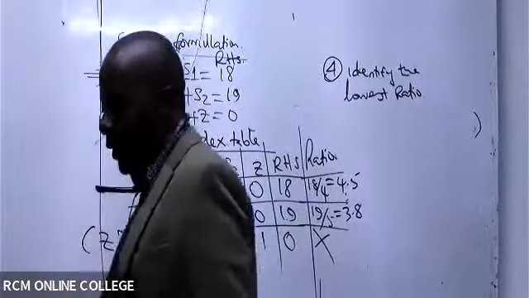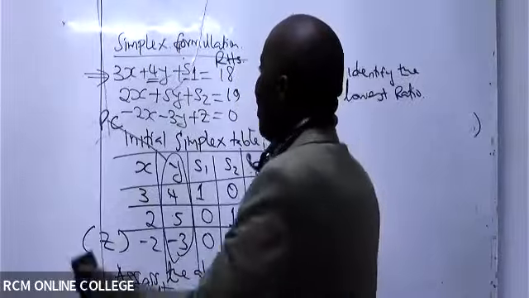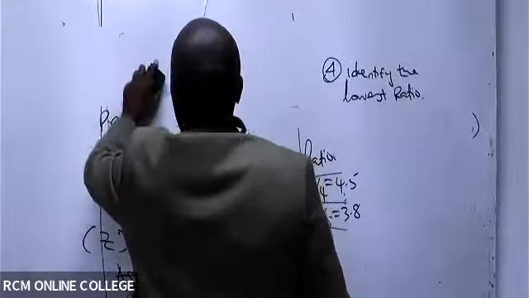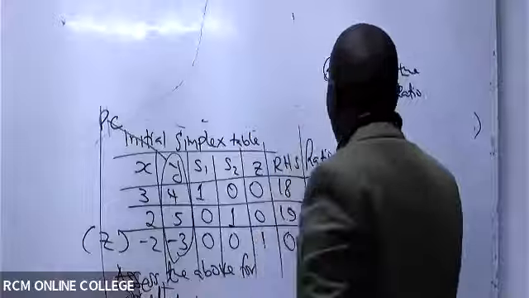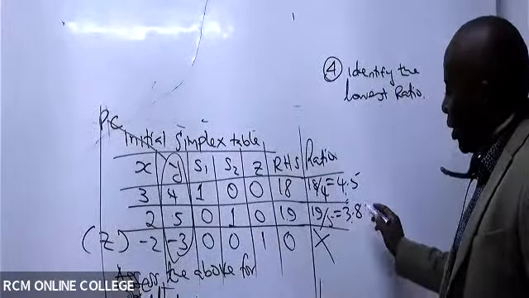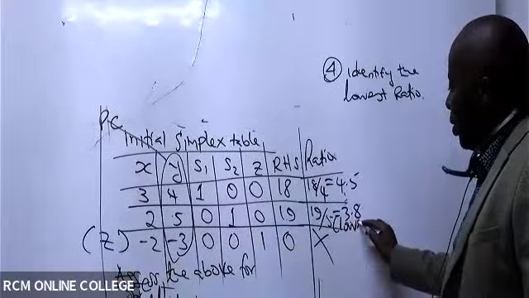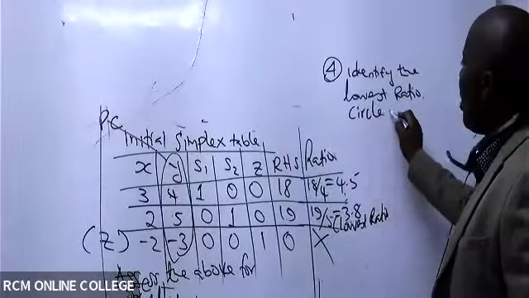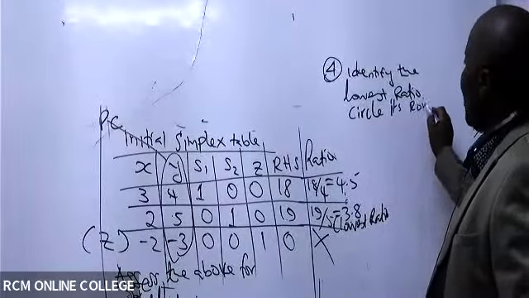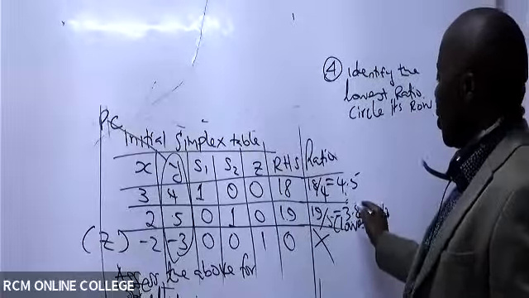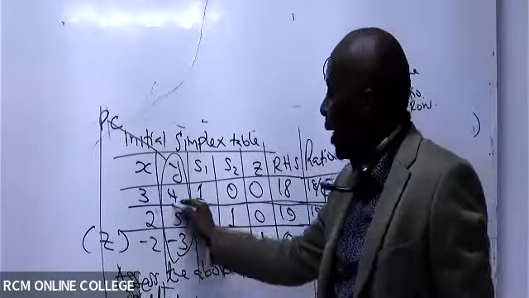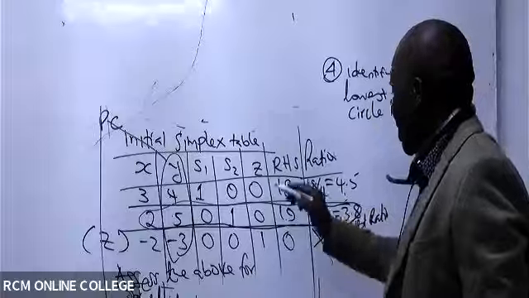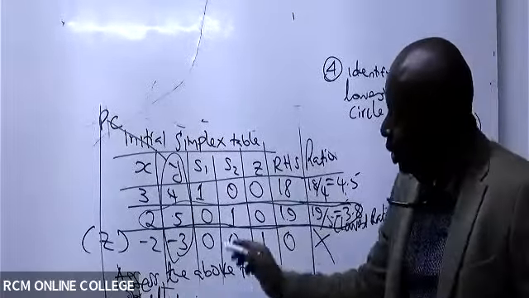Now, my good students, having done that, what will be the next step? Identify the lowest ratio, which in this case is this 3.8. 3.8 is lower, so this is the lowest ratio. Please circle its row. Come to this lowest ratio and circle the row like that. You circle the whole of it.